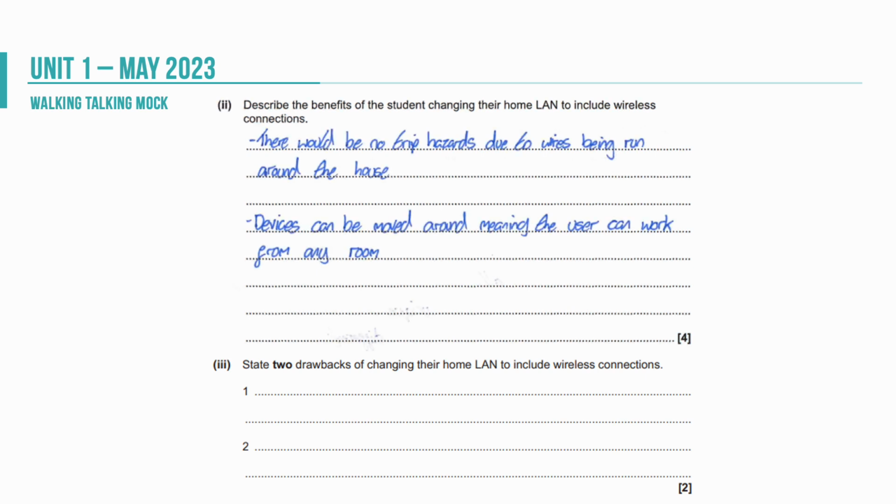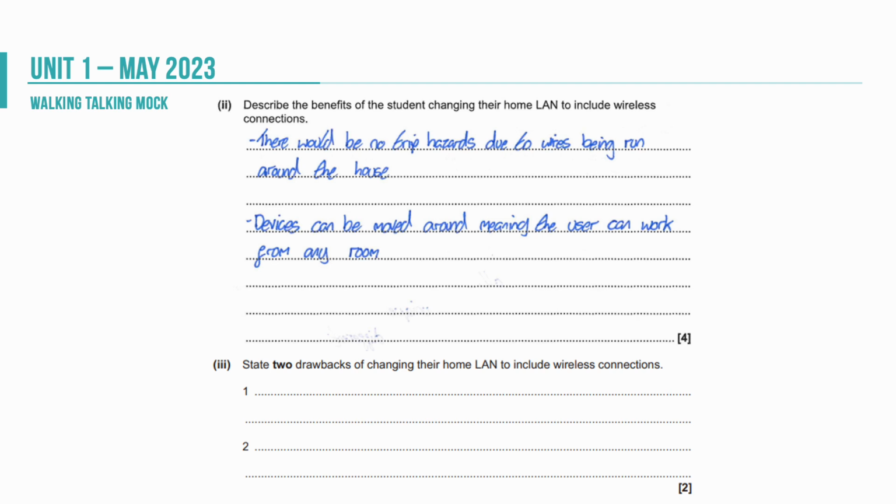Whenever I get questions like this, I'd be bullet pointing my answers. I'd make it really clear to the examiner, I've got 2 points here, and within each one, I'm naming the reason and I'm explaining why that might be a benefit. So, for example, in my first one, there'd be no trip hazards.